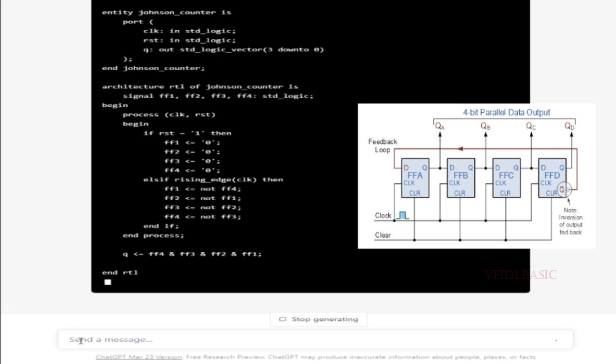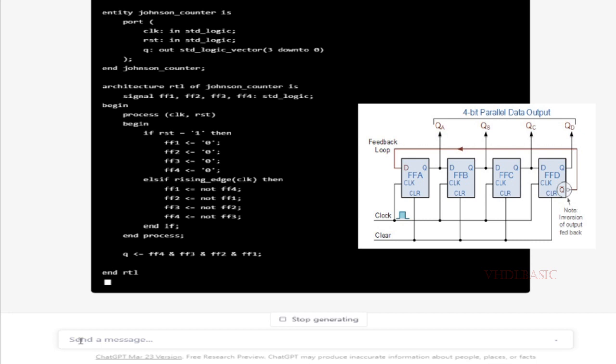So this is the circuit diagram of the Johnson counter. If you see here, the first flip-flop output will be connected to the second flip-flop. Likewise, all four flip-flops get the input from the previous flip-flop. The last flip-flop output will be inverted, and that will be connected to the input of the first flip-flop. This is the difference between the standard ring counter and the Johnson ring counter.